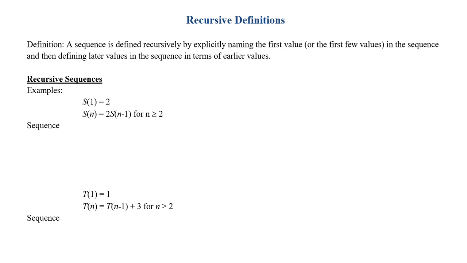Let's see examples. If S1 is equal to 2 and Sn is equal to 2 times S of n minus 1, that means if I need S2, I must use 2 times S of 2 minus 1, meaning the previous one, which is S1. So 2 times S1, and S1 is given as 2. That means I will get 4.